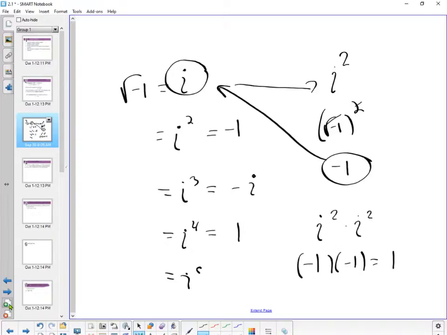So if you realize that pattern, if you know it, then you should be fine, because after that, i to the fifth, what's i to the fifth? It's just i. Reason being, 4 of them are 1, and the extra one will be behind. So 1 times i is just i. So this pattern after 4 repeats itself. It goes i, negative 1, negative i, 1. And then it repeats: i, negative 1, negative i, 1.